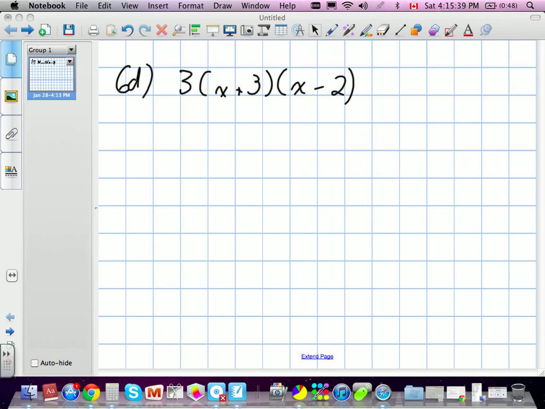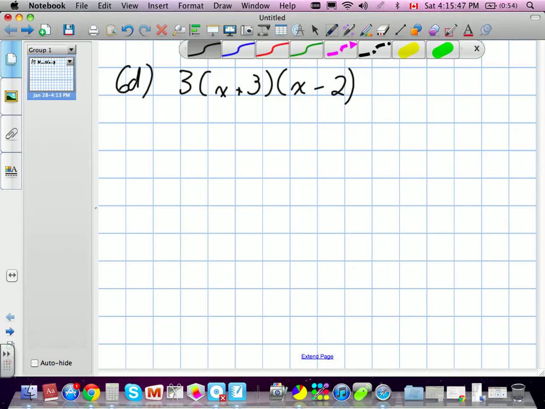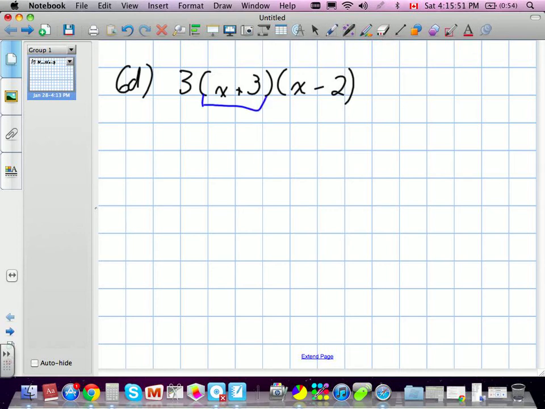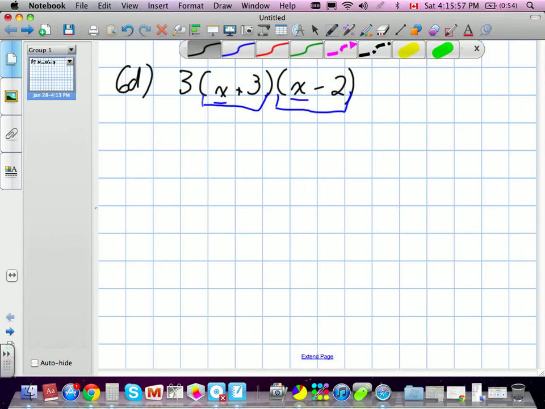Okay, 3 times bracket x plus 3 and bracket x minus 2. So this, they want us to expand and simplify. What this is when we have brackets like this, do you remember FOIL at all? You remember hearing that term? Yeah, so we're going to go through FOIL. And what that means is we multiply the first terms by each other.